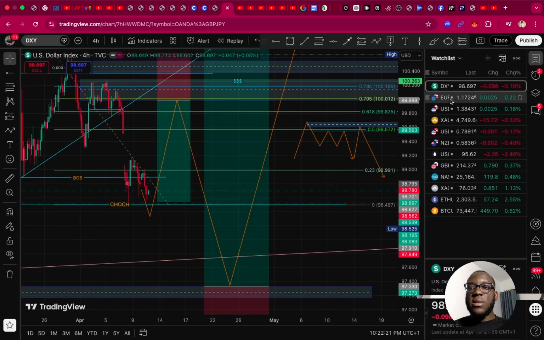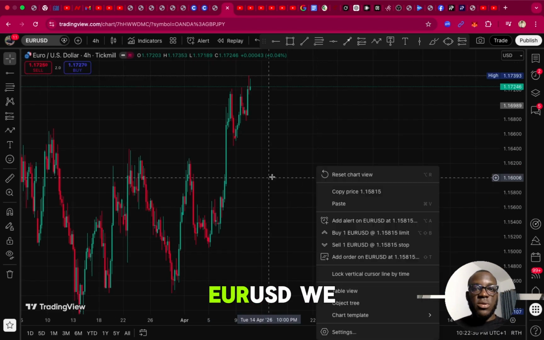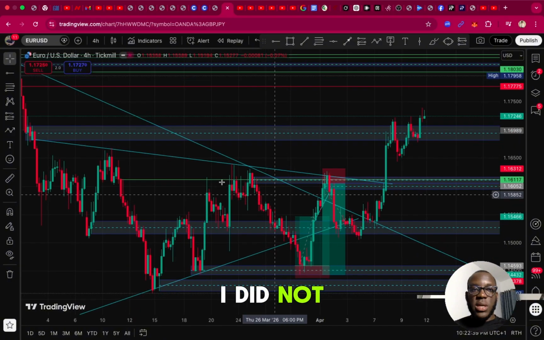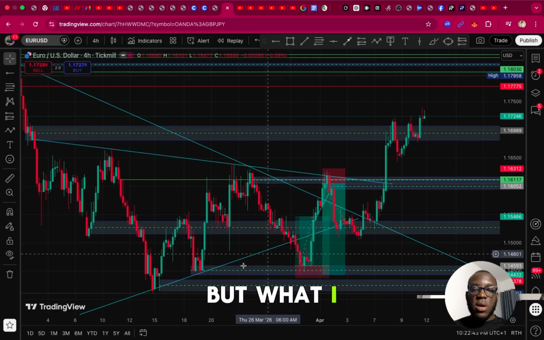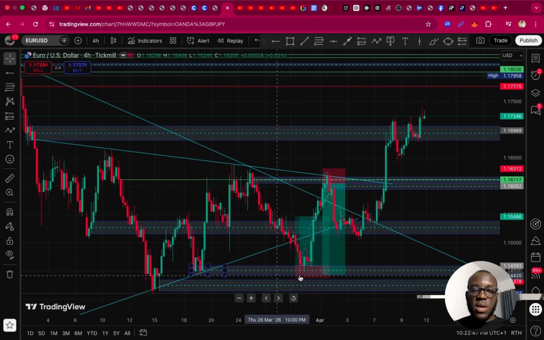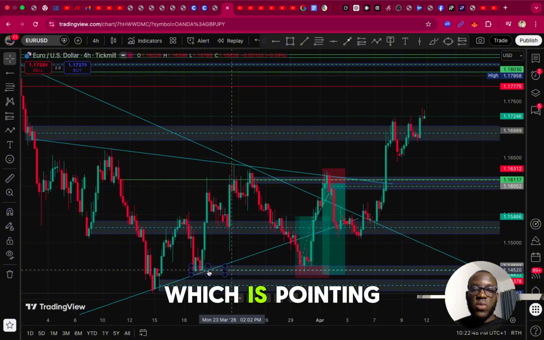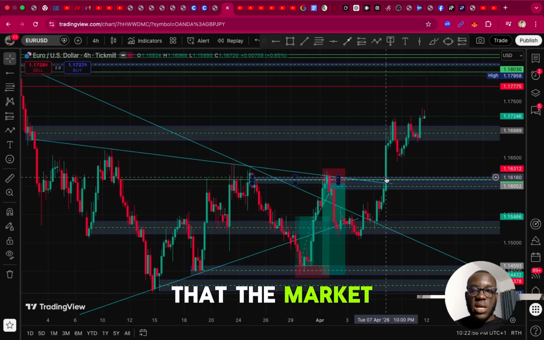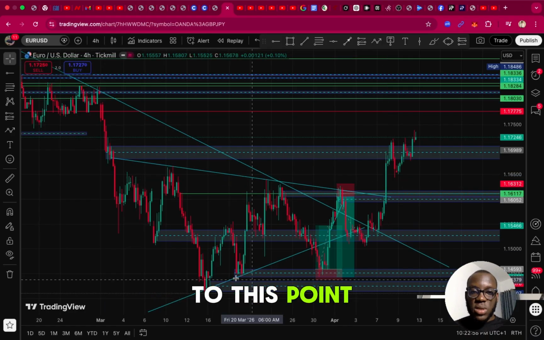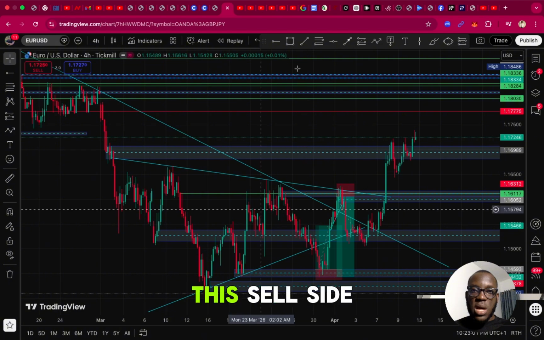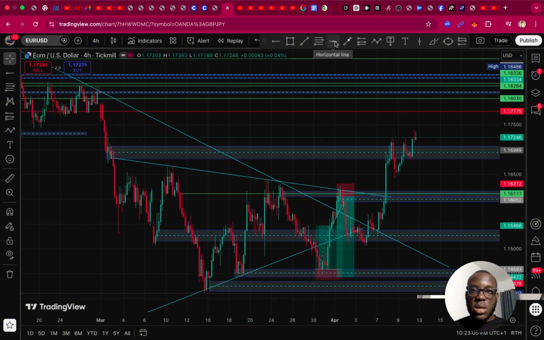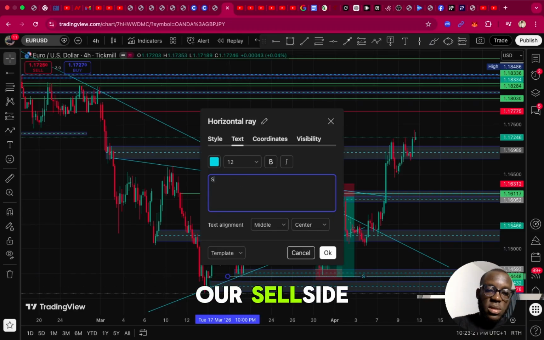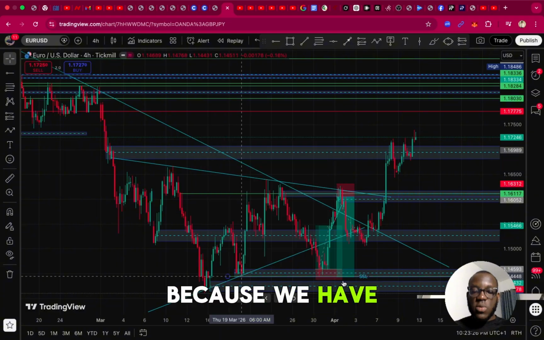And in EURUSD we have also the same thing, although I did not do much analysis on this. But what I have here is equal lows, which is pointing out as our sell side liquidity, and I believe that the market will come down to this point to take out this sell side liquidity. So let me just mark it so that it will be in our mind. So we have our sell side liquidity there because we have equal lows.